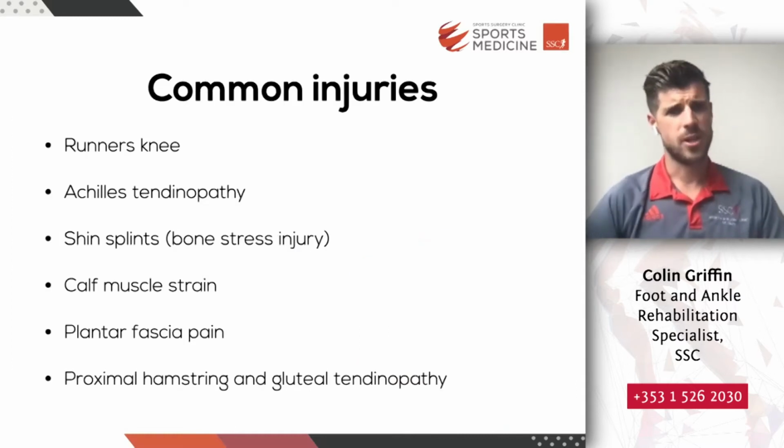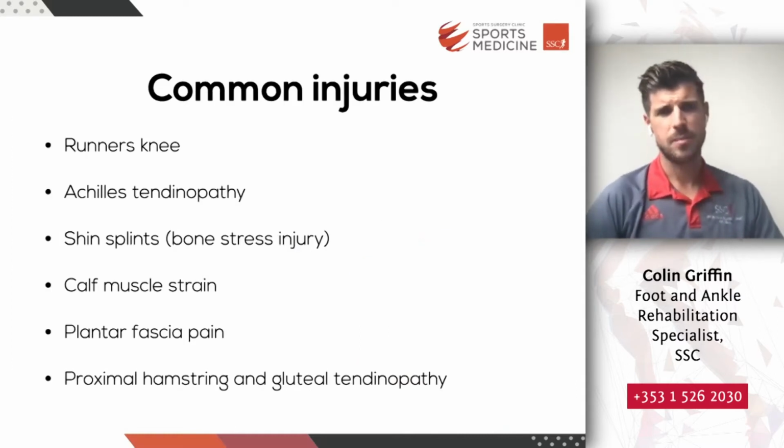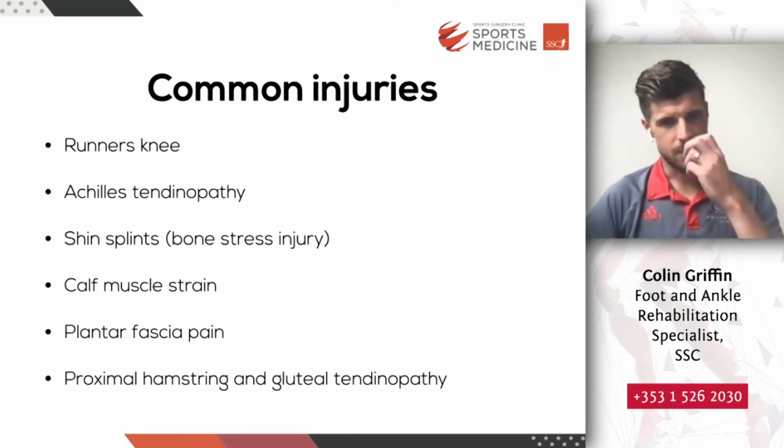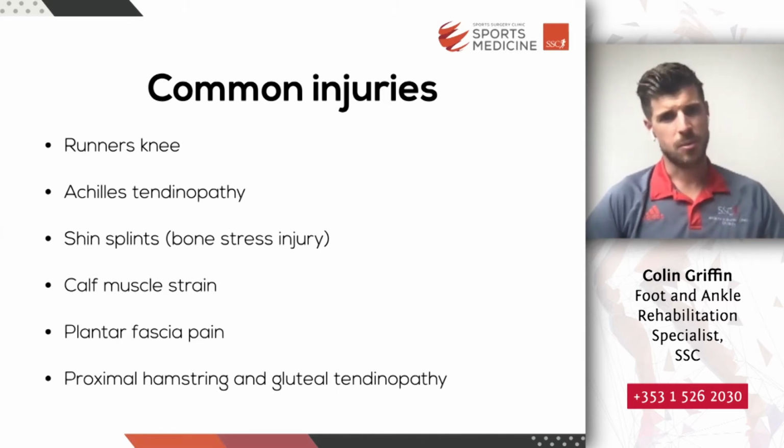So if you look at some of the common running injuries, we've got runner's knee, which can be an umbrella term for a couple of different knee pathologies, but most commonly patellofemoral pain syndrome, Achilles tendinopathy, shin splints, or any type of bone stress injuries of the lower leg, calf muscle strains, but again, that could be applicable to hamstring muscle strains or quad muscle strains, plantar fascia pain, and proximal hamstring and gluteal tendinopathy. So they're quite common running injuries.